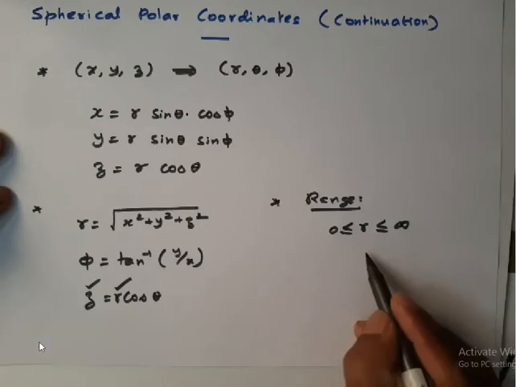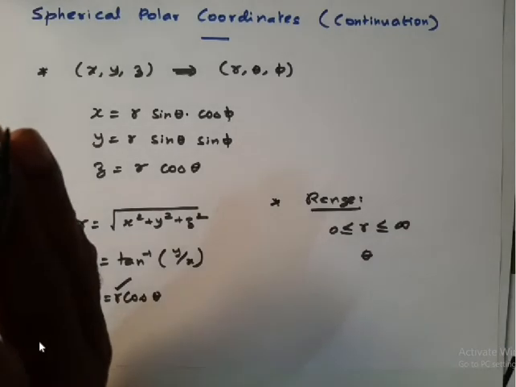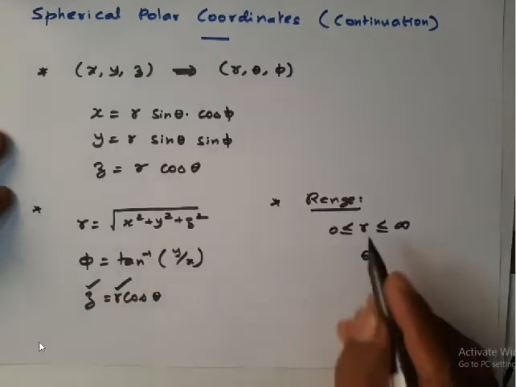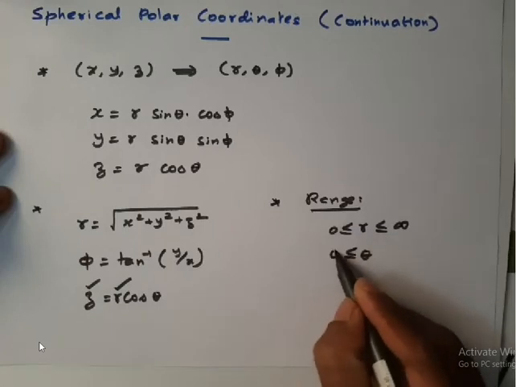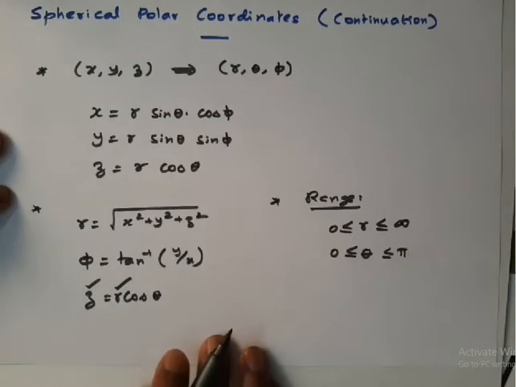What is the range for theta? Theta is the angle between the plus z axis and the line joining the origin to the point. If the point is present exactly on the plus z axis, then the angle theta is 0 degrees. As the particle moves away from the plus z axis, theta increases. When the particle comes to the minus z axis, the angle becomes 180 degrees. So for theta, the minimum possible angle is 0 and the maximum angle is 180 degrees. 180 degrees means pi in radians.